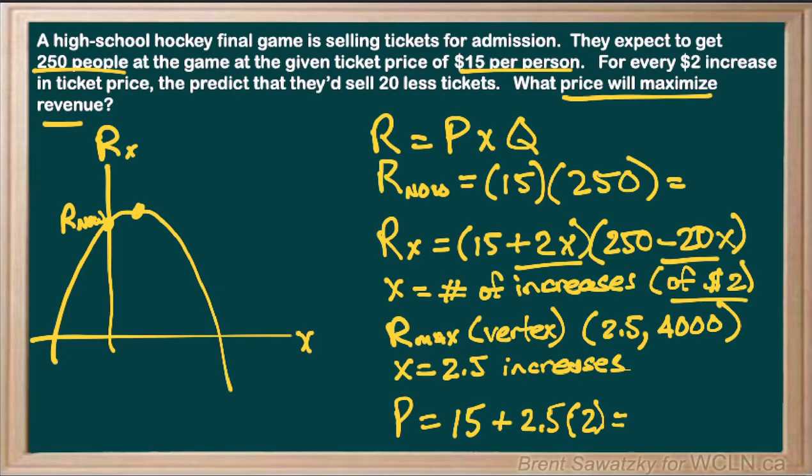So 15 plus 2.5 times 2 is 5. That means our price for maximum revenue would be $20. And if we were asked what the revenue is, we can go right up here and identify that as 4,000. So there we go, all done.